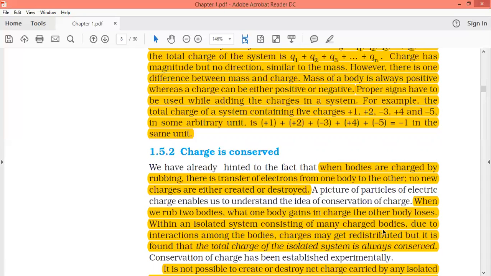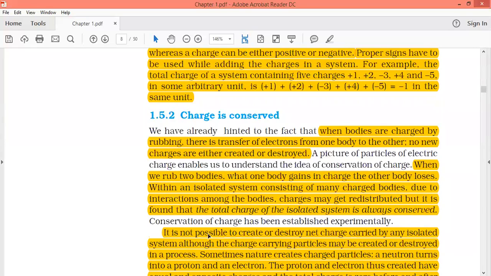Charges get redistributed. If you see here, one body will be getting positive charge, and the other body will be getting negative charge. If you add the charge of the body getting positive charge and the body getting negative charge, whatever charge you get is equal to the total charge of the isolated system. That is why it is called conservative.